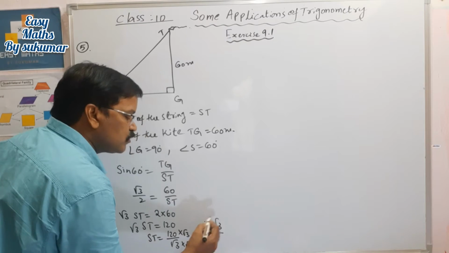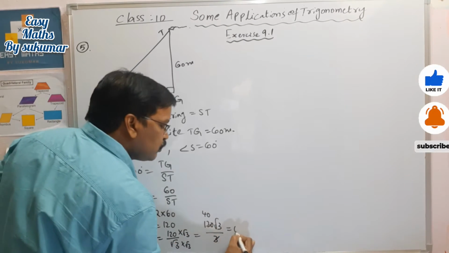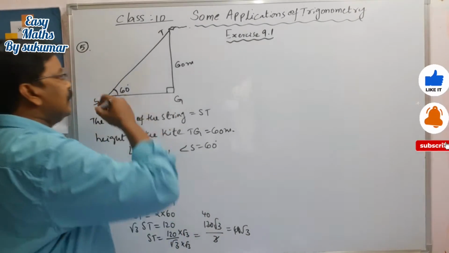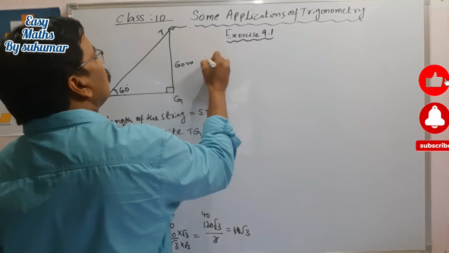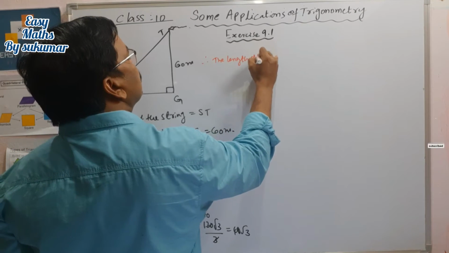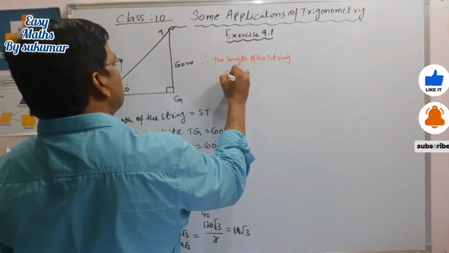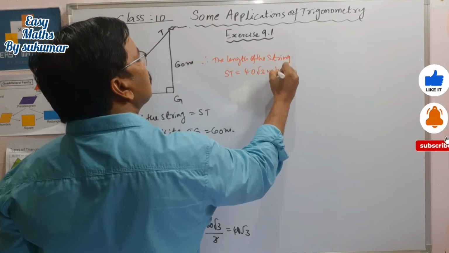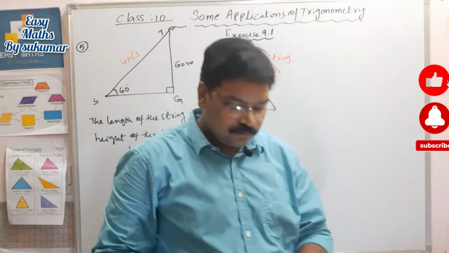So here 3 in 120, how many times? 40 times. So this is equal to 40 root 3. So therefore, my dear students, the length of the string ST is equal to 40 root 3 meters. This is 40 into root 3 meters.